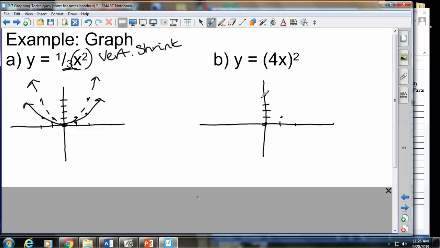For B, we have the same parent function. But what's happening on this one? Is that horizontal or vertical? Horizontal. It's inside. Horizontal means you're changing your x value first. If you think order of operations, that would be the first thing you would do. It's on the inside, it's attached to your x, it's a horizontal. Horizontal does the opposite of what we think, so this would be a horizontal shrink.